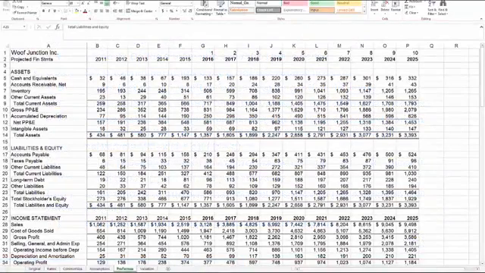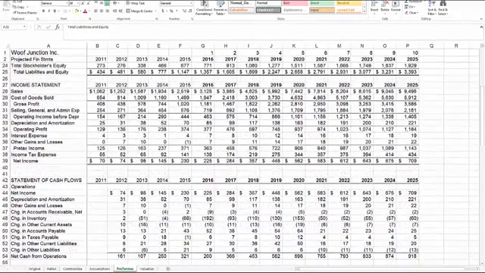Okay, let's take a look at the Wolf Junction spreadsheet and see how the valuation works. Remember, step one was to do the pro formas, which we did in the forecasting video, and to make sure that they make sense. So based on the assumptions you entered, do you end up with the growth and net income that you expected to see?